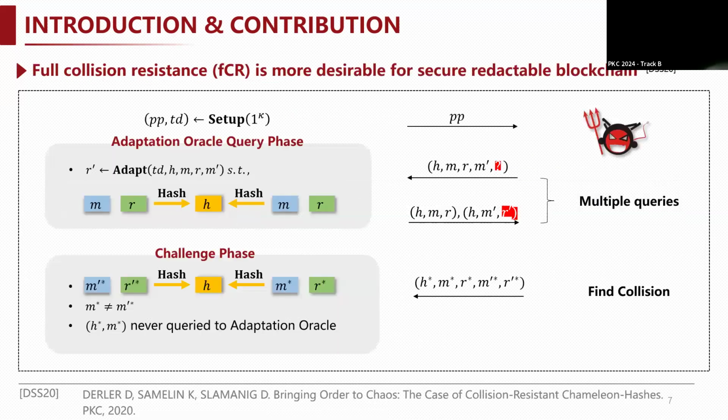And there are several kinds of collision resistance defined for chameleon hash. The full collision resistance, or full CR for short, is the strongest one. And chameleon hash with full CR turns out to be more desirable for the redactable blockchain.